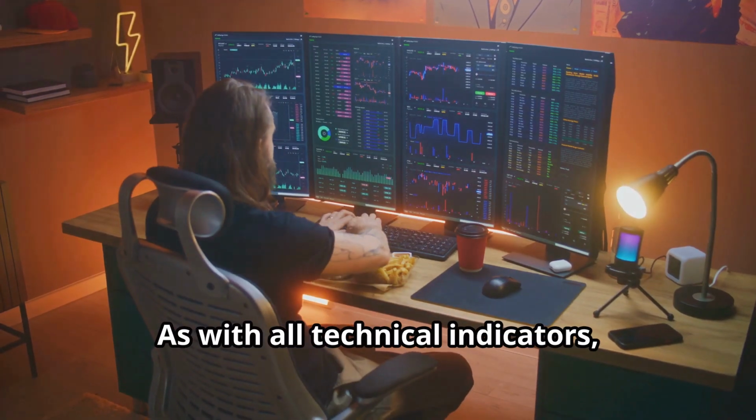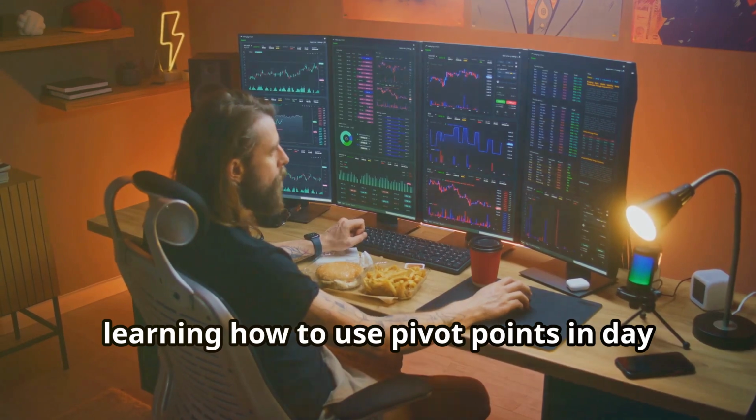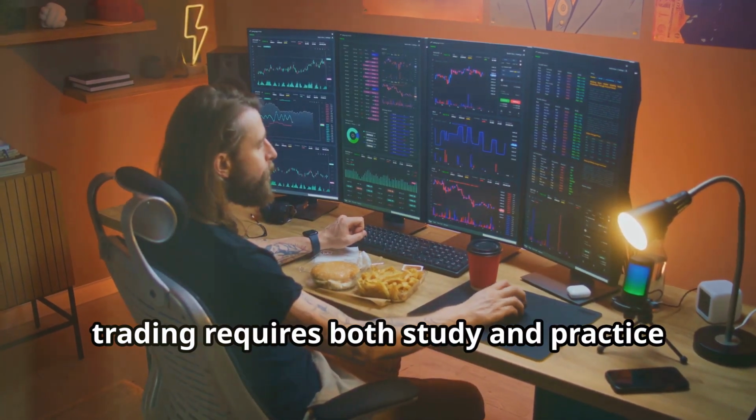As with all technical indicators, learning how to use pivot points in day trading requires both study and practice in simulation trading.